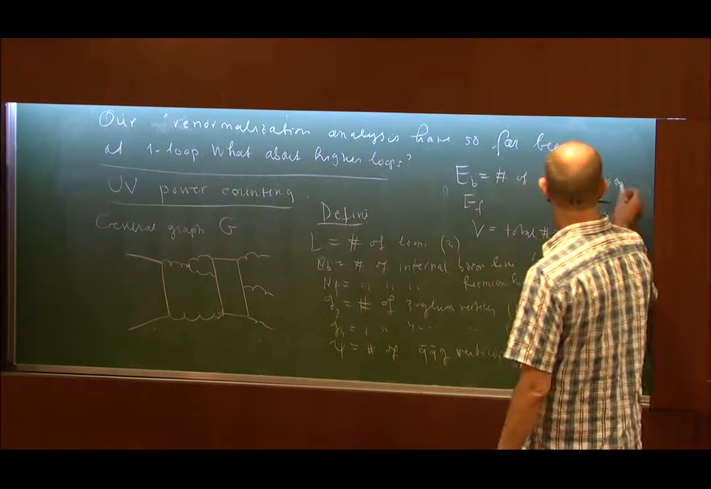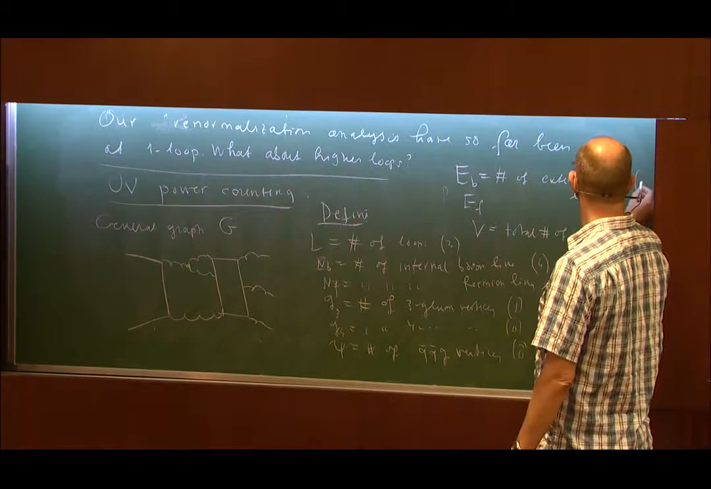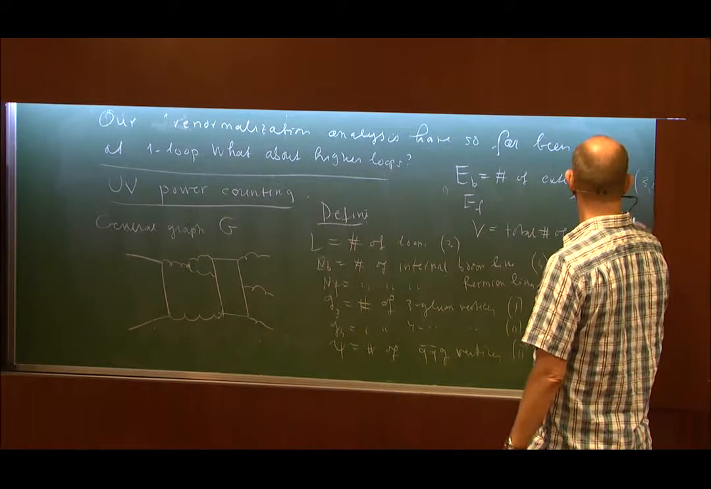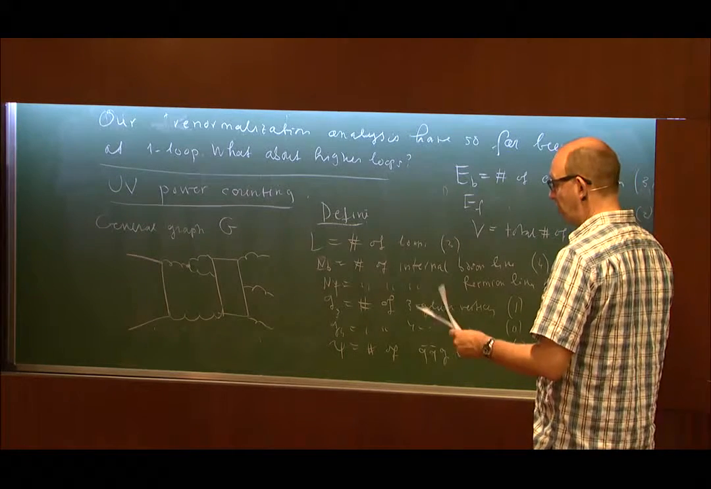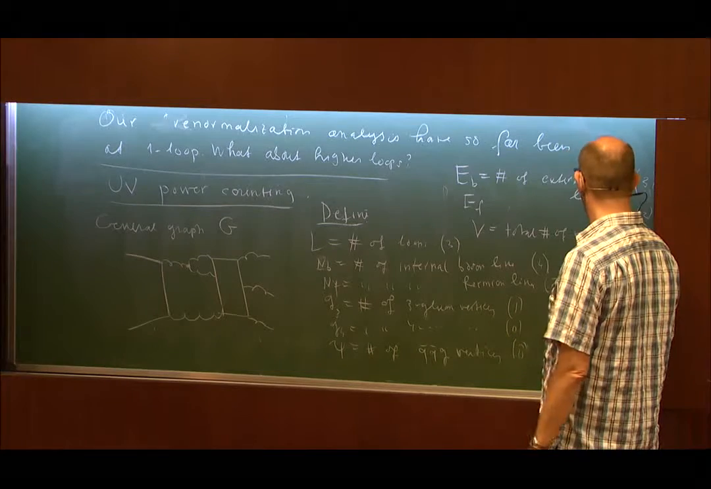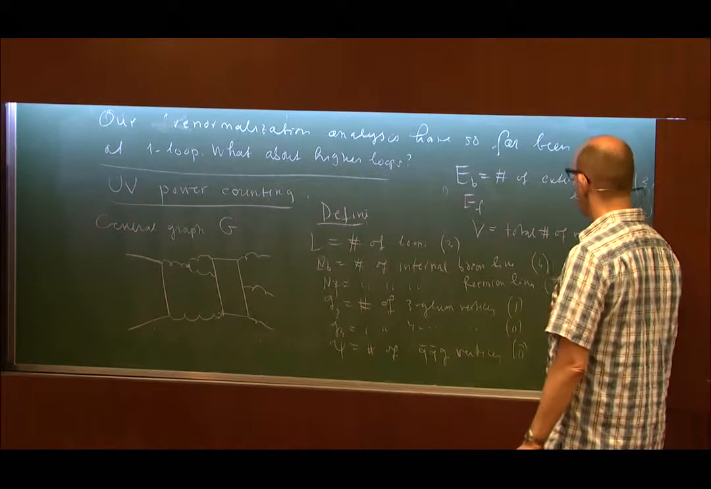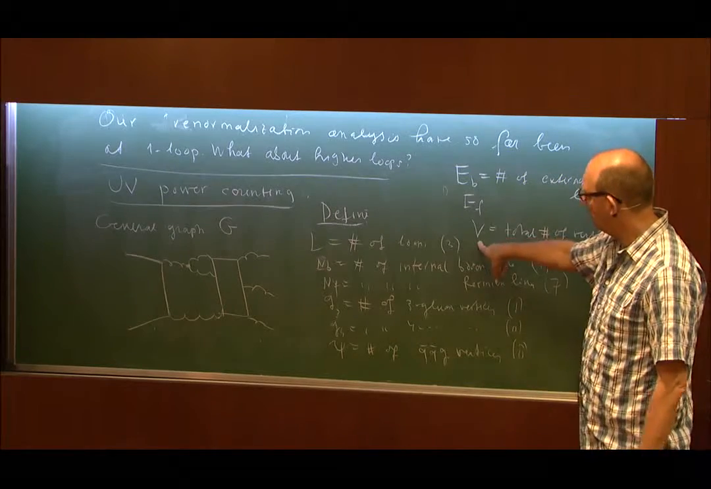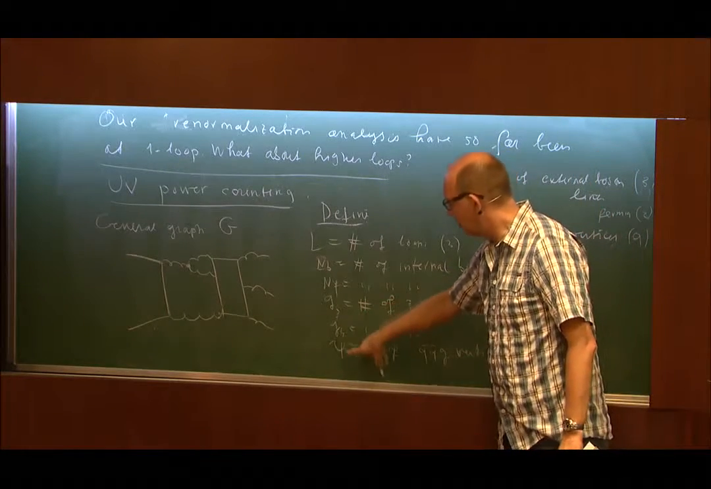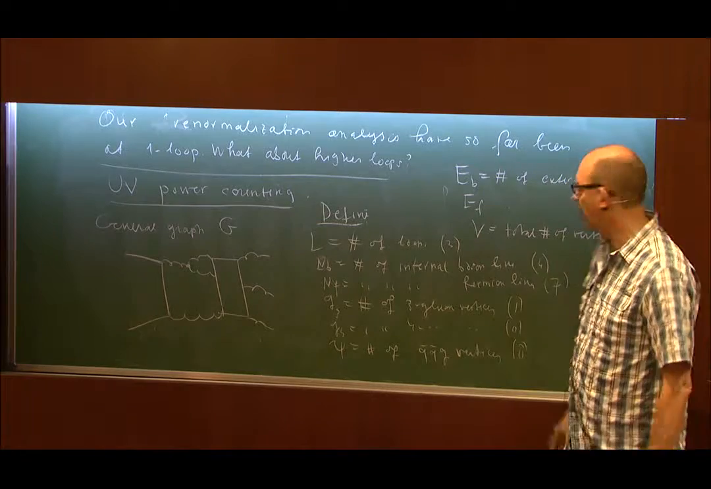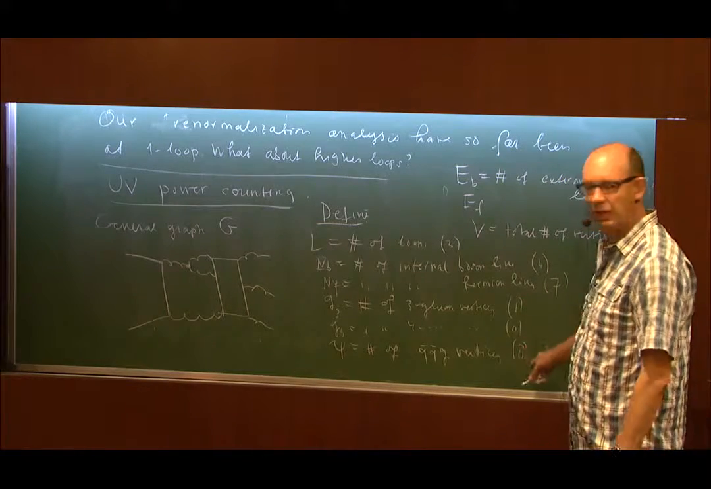Number of external boson lines is 3. Number of external fermion lines is 2. Total number of vertices, 9. Yeah. So you can already have the equation V is G3 plus G4 plus psi. You can check it, right? 9 is equal to 1 plus 0 plus 8.